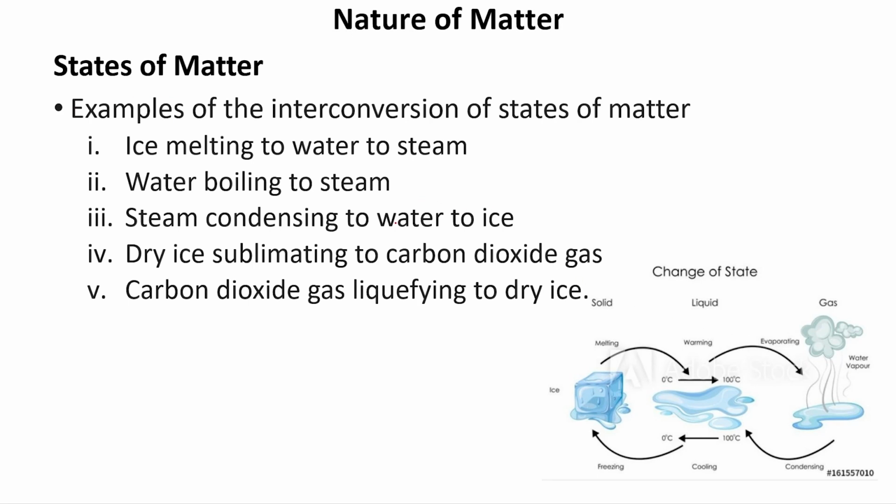Okay, the first one is ice melting to water, then water to steam. At 0 degrees Celsius, water exists as ice, but as you gradually increase the temperature, this ice gets converted into water. On further increasing the temperature, it evaporates and forms gas. Now, if you cool down this gas, it will be converted into liquid, that is water, and back into ice. So this phenomenon goes on if you keep warming and cooling.